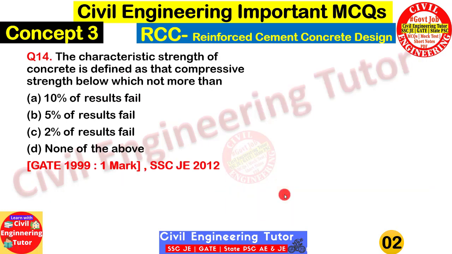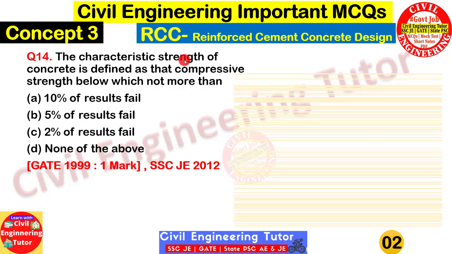Moving to question number 14, you can see there is a change in concept. This is concept number 3, so this is another concept. This question is about the characteristic strength of concrete, defined as the compressive strength below which not more than, and these are the options. So it is about characteristic strength. All of you must be familiar with this, but many have confusions regarding it. So let me clear this first, and then we will see the correct answer.